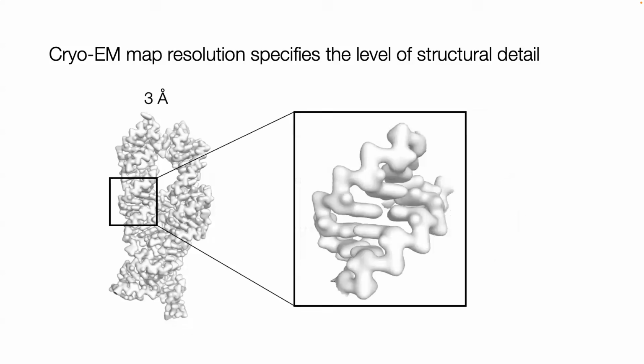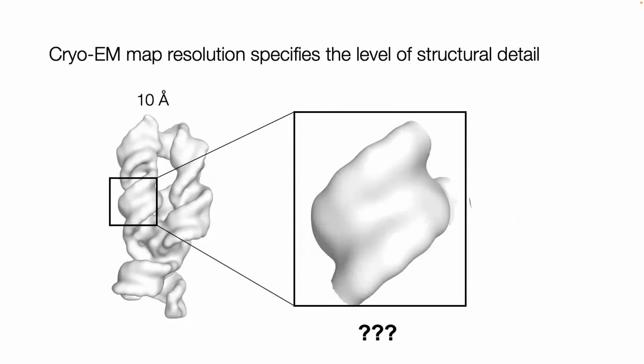So if we zoom in on a 3 angstrom resolution map, you can see this is actually quite easy to do. You could imagine even manually just placing coordinates into this map like this. But once you get to something like a 10 angstrom resolution map, this is really just a fuzzy blob of density, and it becomes really challenging to figure out from this blob what does this molecule actually look like.